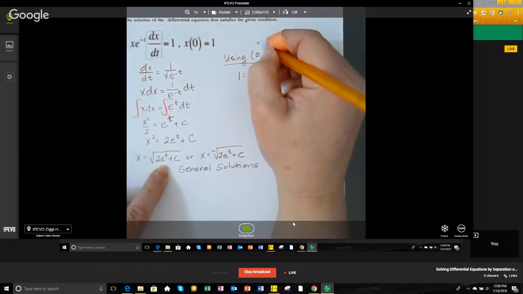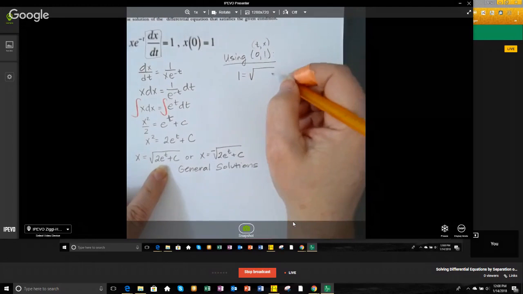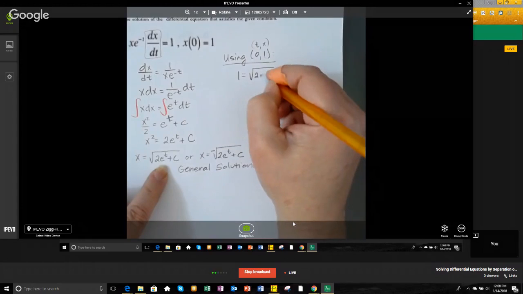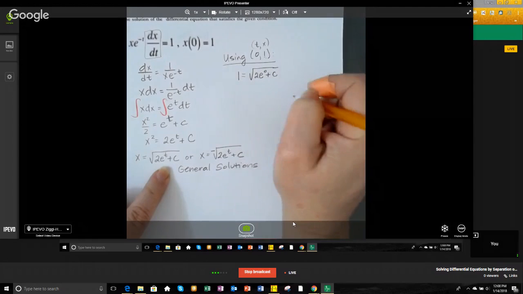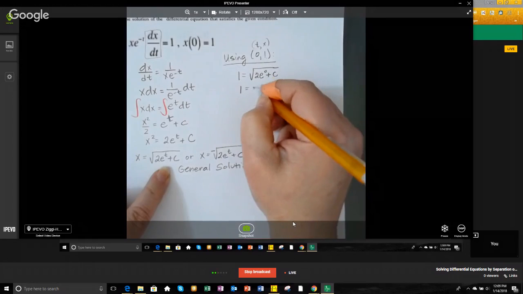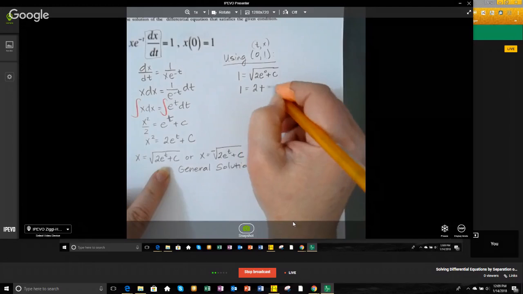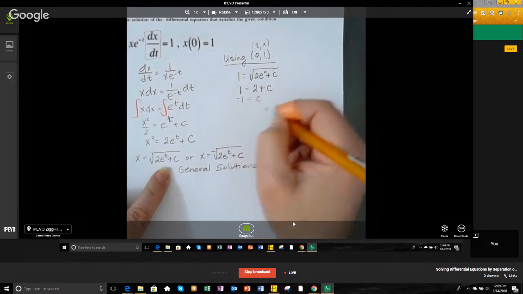So this is going to be t comma x, because that's what point we have. So this will be 2e to the 0 plus c. So we're going to square both sides and get 1 equals, e to the 0 is just 1. So this is going to be 2 plus c. C equals negative 1. I didn't mean to have the same kind of example, but that's what it is.